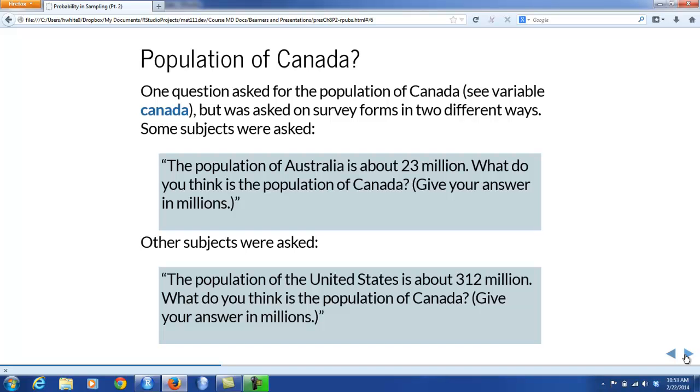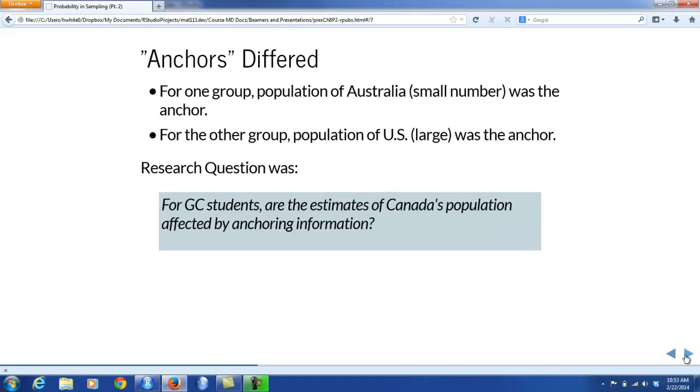So not everyone was looking at the same form. Since the researchers were able to randomly assign forms to students, with respect to the question about Canada, this study was an experiment. What's going on here concerns the notion of an anchor. An anchor is a piece of information that might have some influence on the way you process or think about other information. So for one group, the population of Australia, which is a fairly small number, was the anchoring information. And for the other group, the population of the United States, a rather large number, was the anchor.